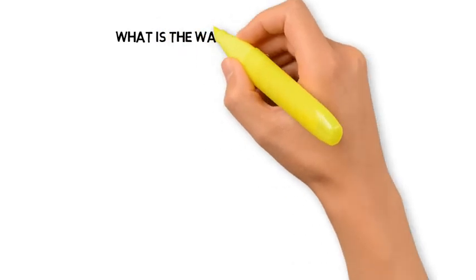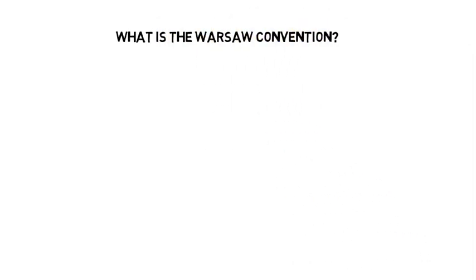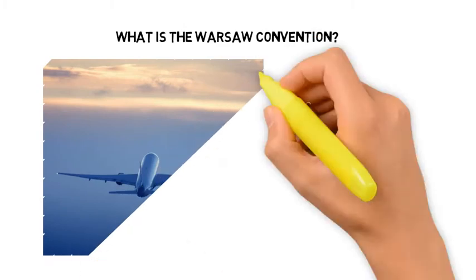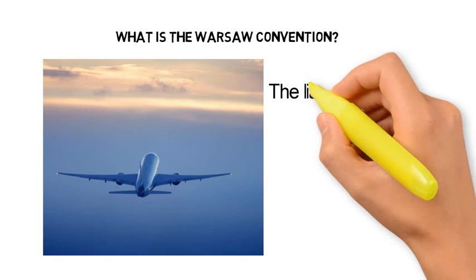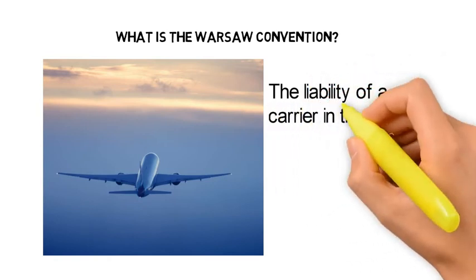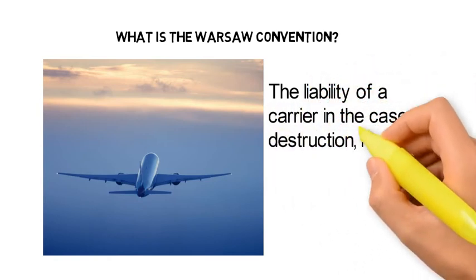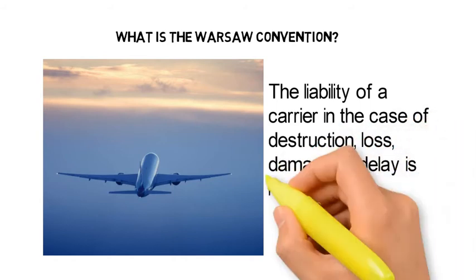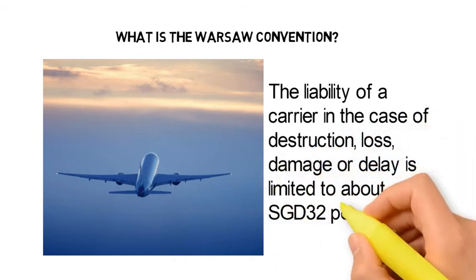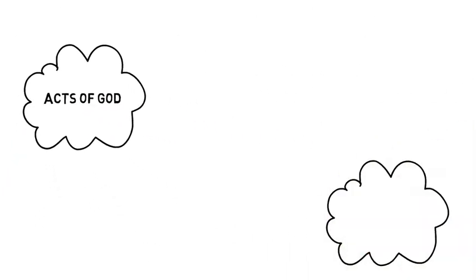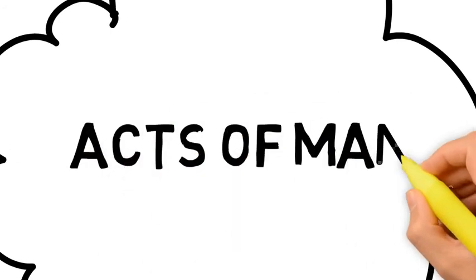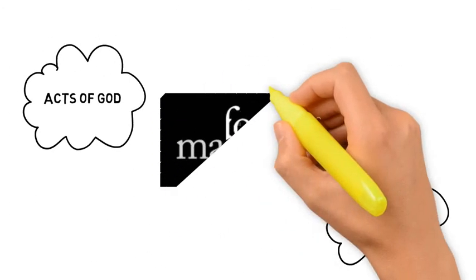The Warsaw Convention is an international convention which regulates liability for international carriage of persons, luggage, or goods performed by an aircraft for reward, created by experts in aviation law in Warsaw in 1929. One key regulation stipulates that the liability of a carrier in the case of destruction, loss, damage, or delay is actually only limited to 32 Sing dollars per kilogram of cargo. In addition, carriers are also not responsible for loss or damage arising from uncontrollable circumstances, acts of God or acts of man, which are collectively known as force majeure.